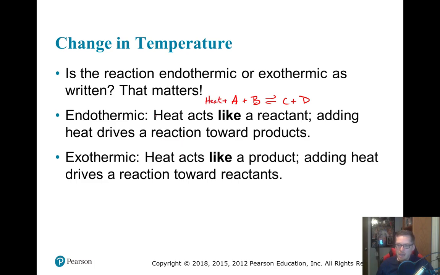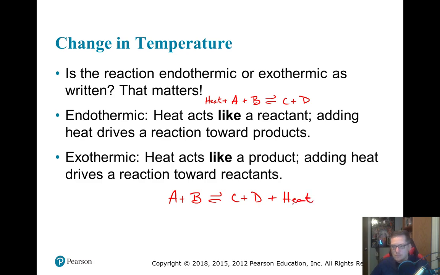At that point, you can just establish the fact that it's acting like concentration. If we added a reactant, it would shift to the right. Or if we took away heat, it would shift to the left, right? Same thing as concentration. And then an exothermic reaction would look exactly the same, only the heat would be on the other side: C plus D, and then plus our heat.